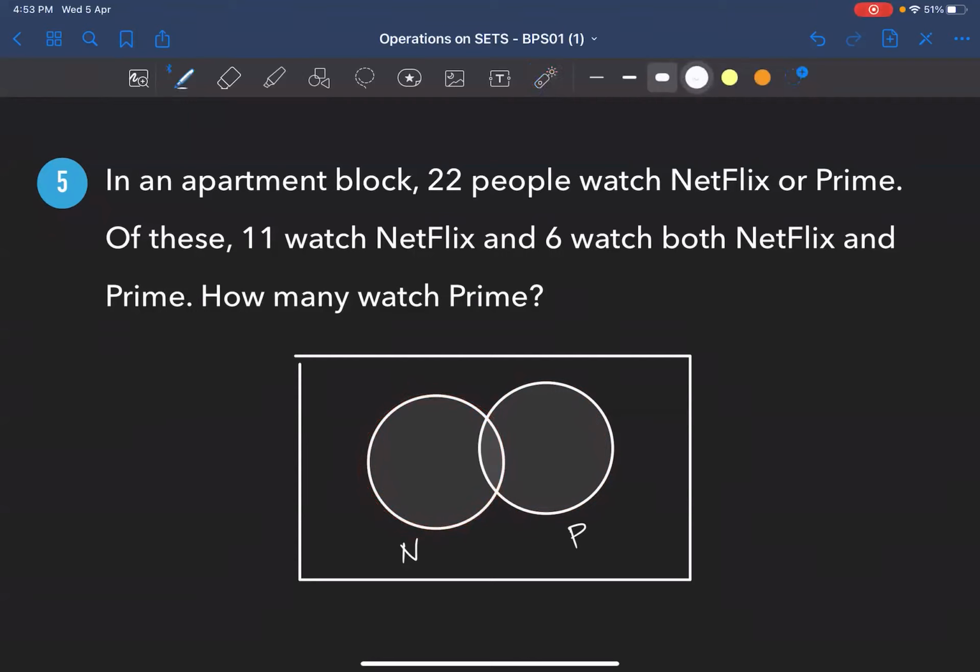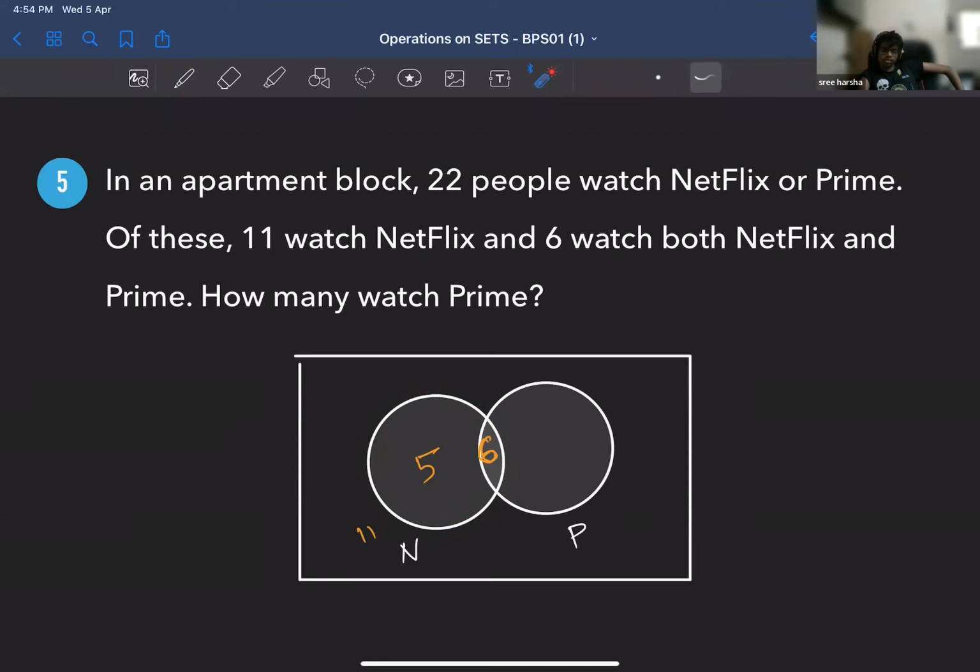6 watch both Netflix and Prime. So now can I start from there? I can say that, okay, 6 watch both Netflix and Prime. So I'll put 6 there. How many watch Netflix? 11 watch Netflix, right? So only Netflix, how many will watch? 11 minus 6. So that will be 5. Right. So now this is how much? 5 plus 6 is 11. Now the remaining should be what? 22 minus 11. So that would be 17. You guys understand? 22 minus 11 is how much?